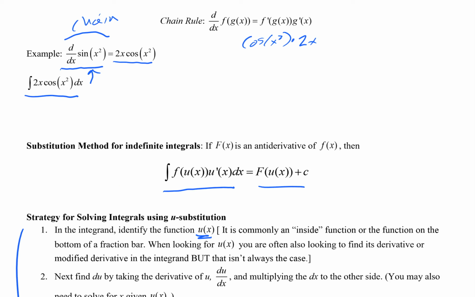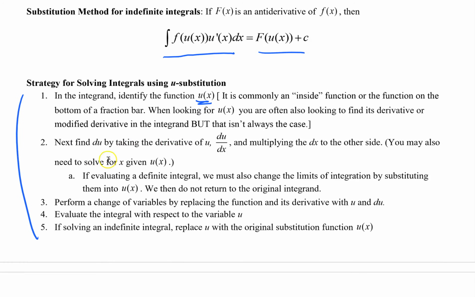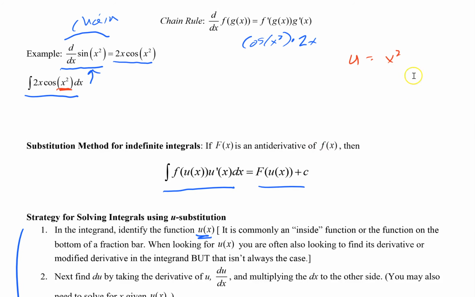So let's get back to our example here. My u here is going to be x squared, right? It's inside this cosine. So I'm going to put u equals x squared. Next step: find du by taking the derivative of u, du dx, and then multiplying by dx on the other side. So we have u equals x squared. Now let's take the derivative of both sides with respect to x. The derivative of u, if you remember our implicit differentiation, is just du dx. The derivative of this side, with respect to x, is just 2x.